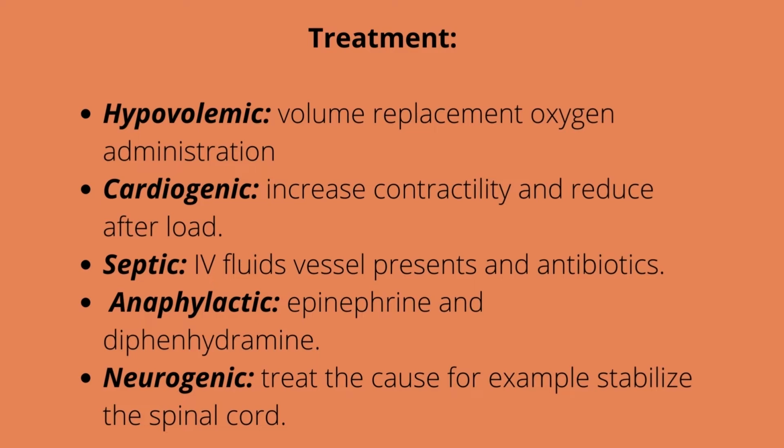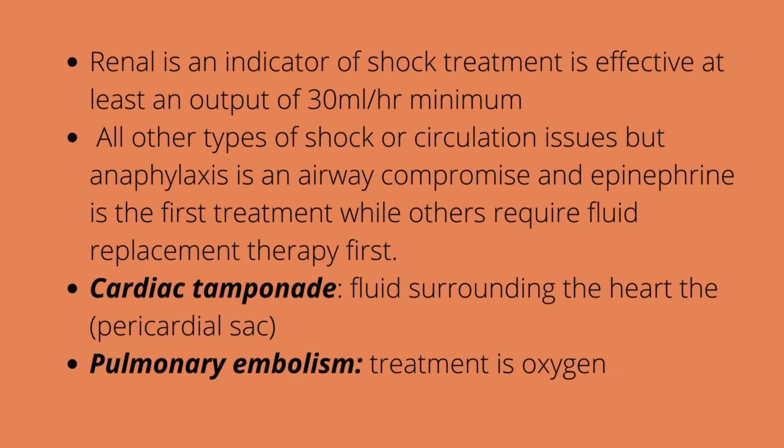Remember, if it's caused by a spinal issue, we'll stabilize the spine. If it's a medication, we'll stop that medication. Or if the patient is having a hypoglycemic event, we'll bring the blood sugar up. Renal is the key indicator, or the best indicator, that shock treatment is effective. And with this, we need at least a 30 ml per hour minimum urine output. So when you're treating a patient in shock, we actually need to know that our renal function is working.